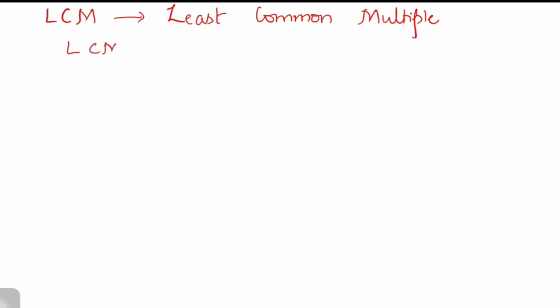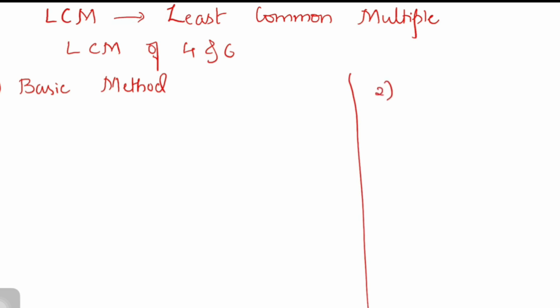So let us see LCM of 4 and 6. First we'll see with the basic method, and then we'll see with the division method. There are two methods to find LCM, that is basic method and division method. So this basic method, it will also tell us what is LCM.